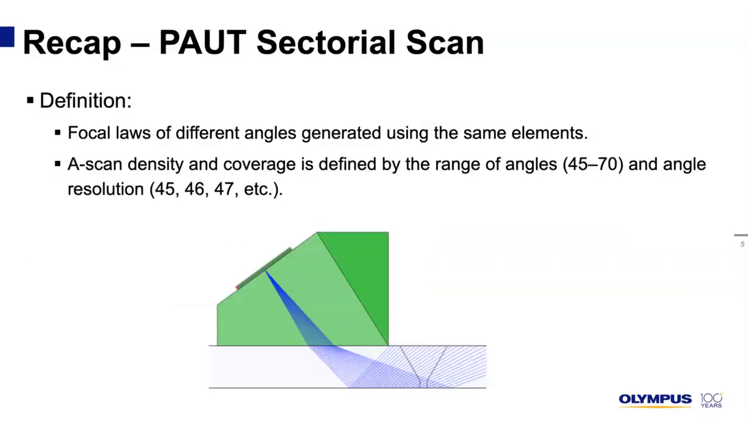For a sectorial scan, the focal laws of different angles are generated using the same elements. So one fixed aperture generates multiple angles, and the density of the A-scan and coverage is defined by the range of angles from start to end, and also the angle resolution or angle step: 1 degree, 2 degrees, 0.5 degree, and so on.